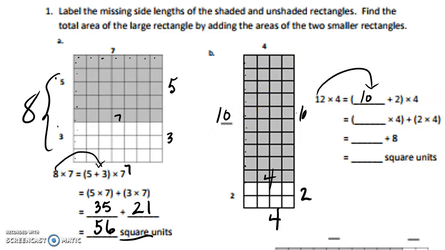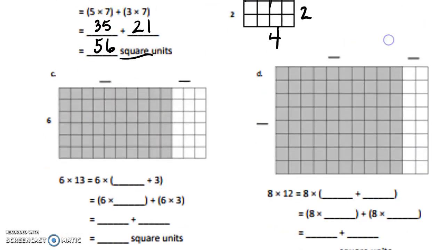So for this one we've got 10 rows times 4 in each row plus 2 times 4. So what is 10 times 4? 40, and 40 plus 8 is 48. That's what we're doing today. Let's go to the next one.